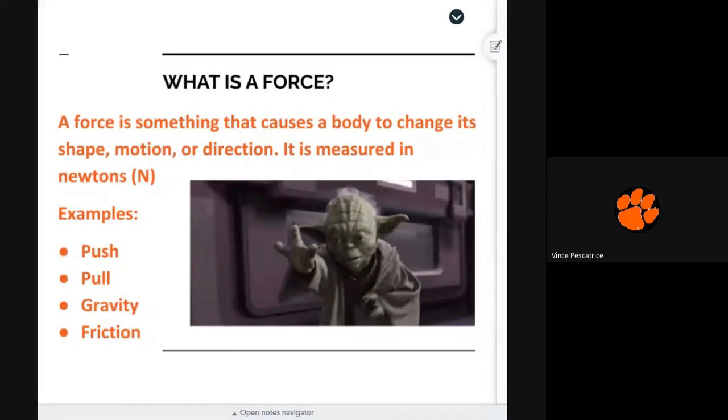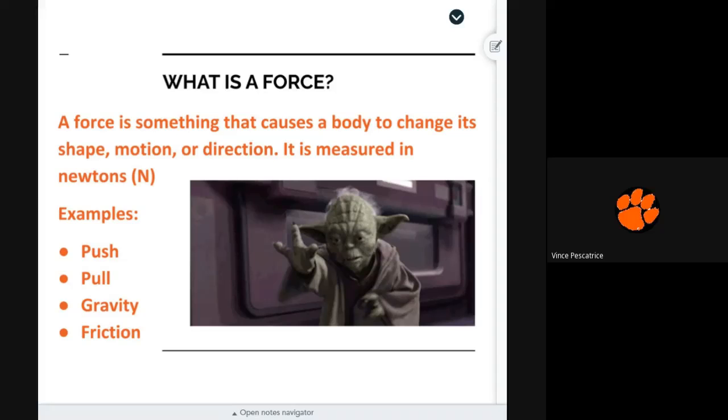So some examples of this are push, pull, gravity, and friction. A push or a pull are generic terms for making an object move in a direction. You can either push an object forward or you can pull an object to you. That is applying a force that gives something motion in a direction.